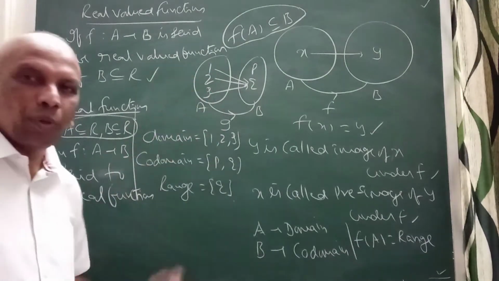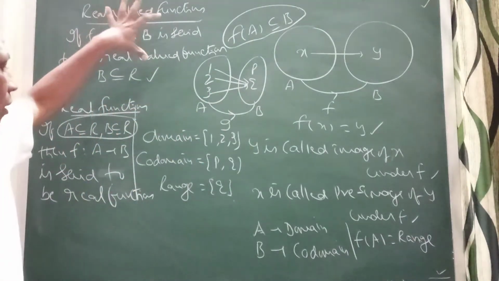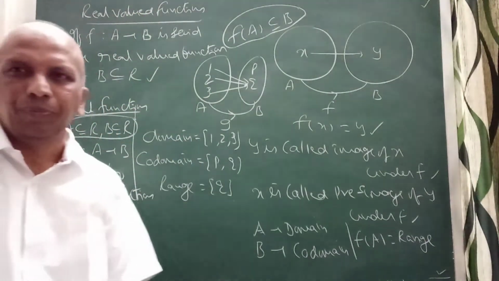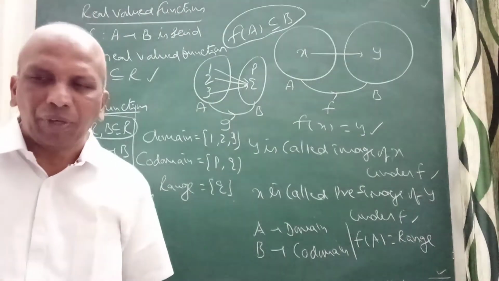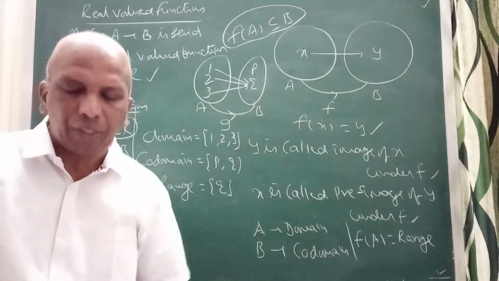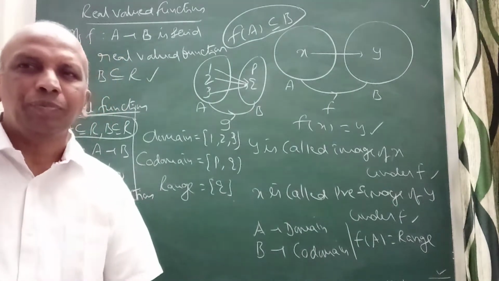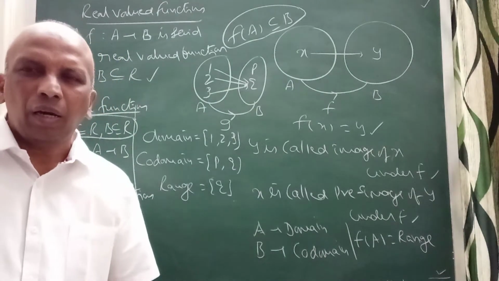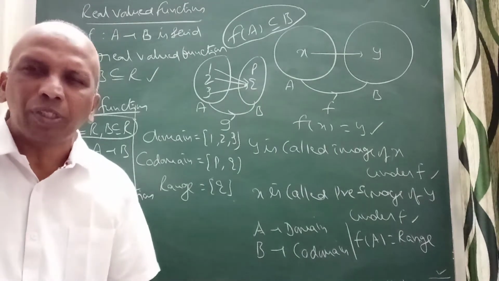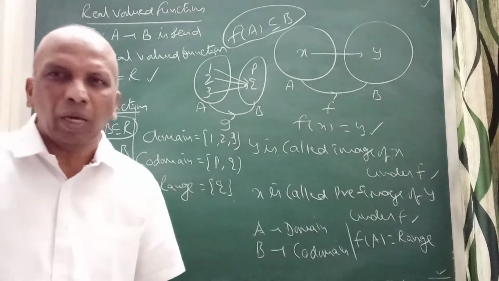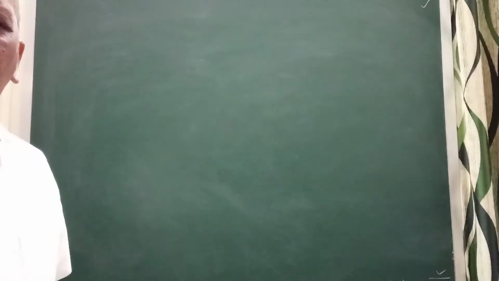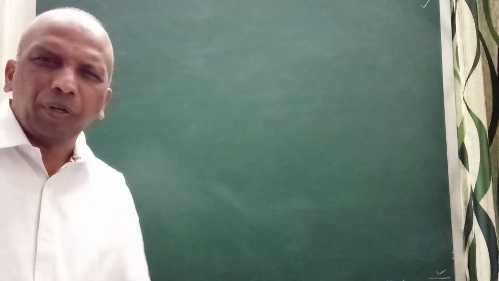I gave one example. After I discussed real valued function, real function, now I will discuss the different types of functions like identity function, constant function, next the modulus function, signum function. The syllabus whatever we have in 11th, I am going to discuss now. Now I will discuss the identity function. What is the meaning of identity function?